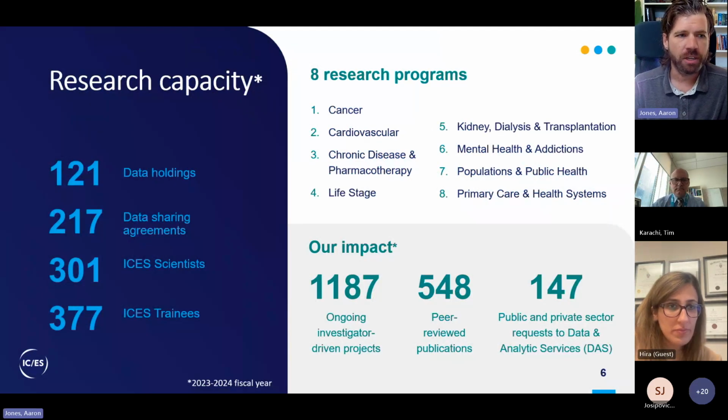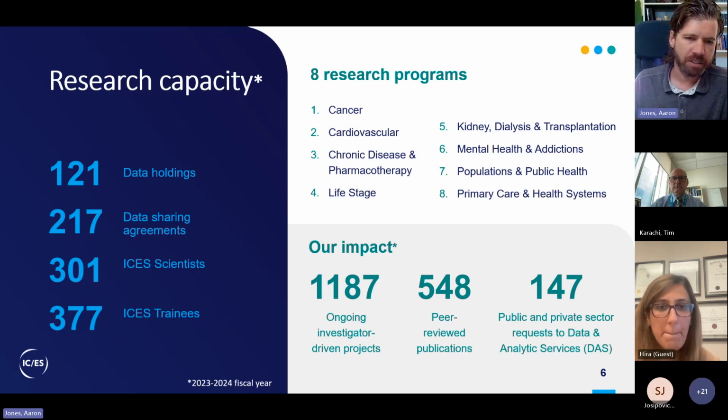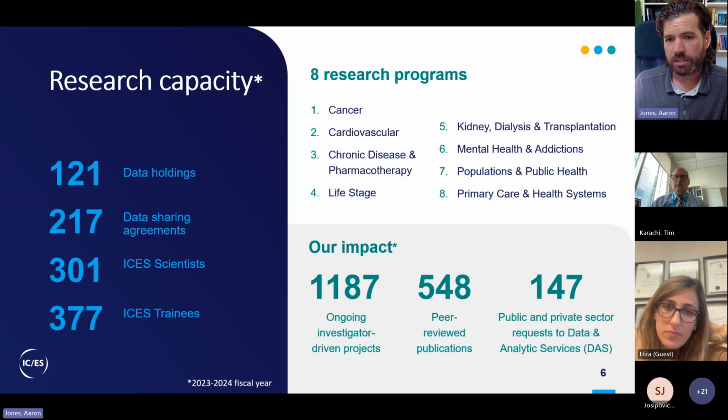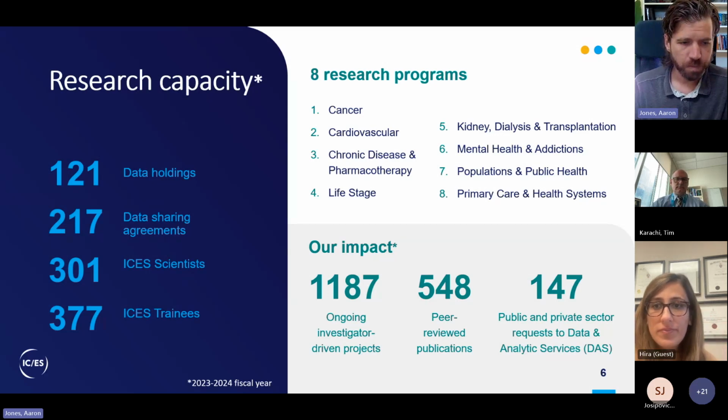So some comments about the scope of ICES and the research capacity that is there. I mentioned there's over 100 data holdings, which we'll talk about in detail in just a few slides. There are over 300 ICES scientists. ICES scientists do not work for ICES, but they are independent investigators at Ontario universities who access ICES data to conduct their own research. There are also over 300 ICES trainees, so these could be anywhere from undergraduate students up through fellows who are accessing the data to work on their own projects.